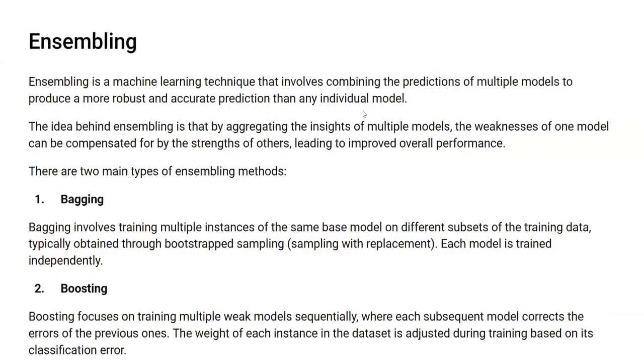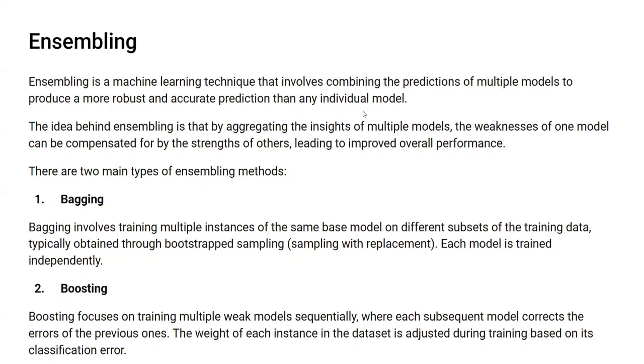Next, you should understand the important concept that is called ensembling. Ensembling is a machine learning technique that involves combining the predictions of multiple models to produce a more robust and accurate prediction than any individual model. The idea behind ensembling is that by aggregating the insights of multiple models, the weakness of one model can be compensated for by the strengths of others, leading to improved overall performance.